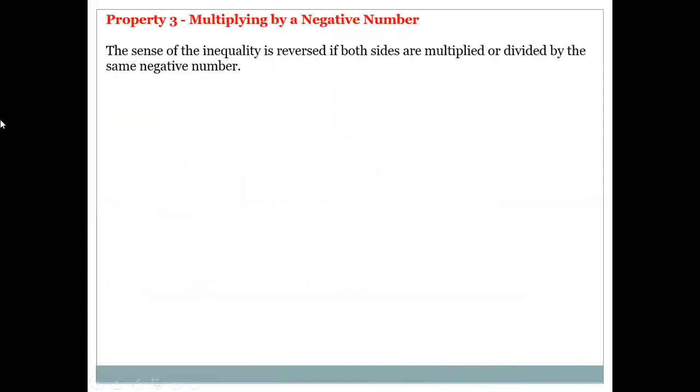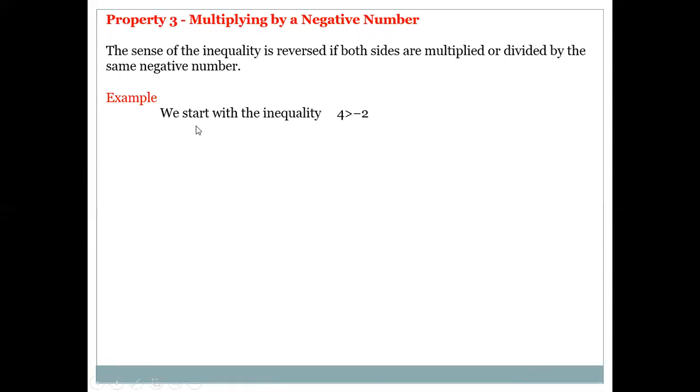Now you can understand this with more explanation of multiplying by a negative number. The sense of inequality is reversed if both sides are multiplied or divided by the same negative number. Now I am going to repeat the same thing here because this is a difficult topic, so you can focus more on this slide. This will be helpful to you if you revise your whole lesson.